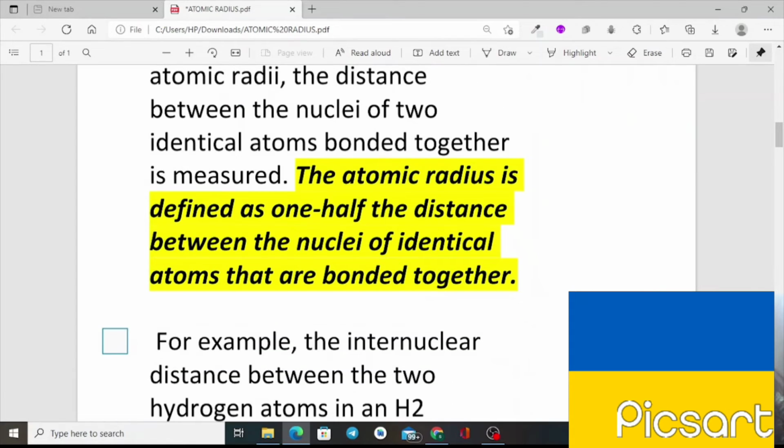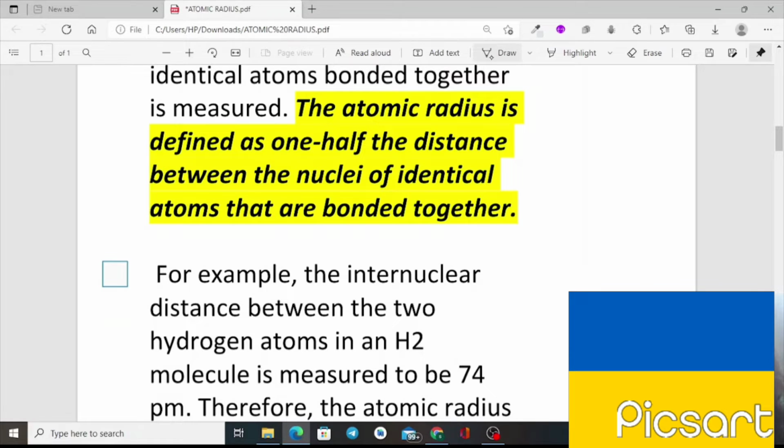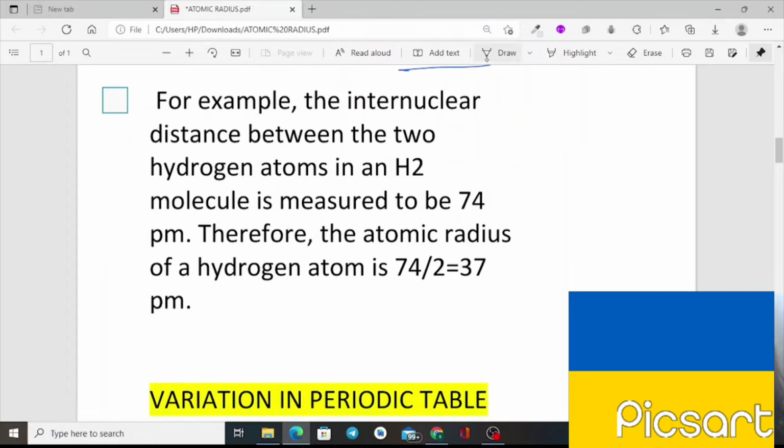So what would be the proper definition for this atomic radius? Basically the atomic radius is defined as half of the distance between the nuclei of identical, you can say non-identical as well, it is not necessary, we don't have identical atoms in every case, we have non-identical atoms too. So half of the distance between the nuclei of identical or non-identical atoms that are bonded together, okay.